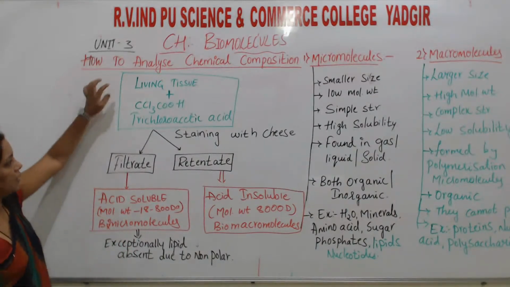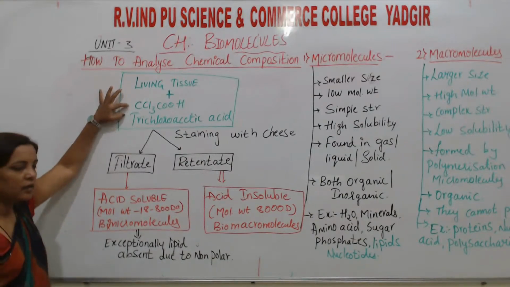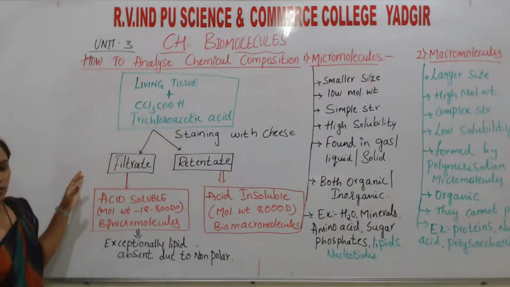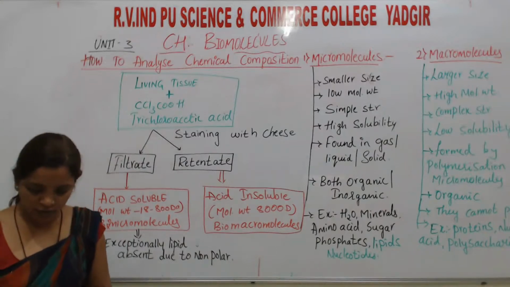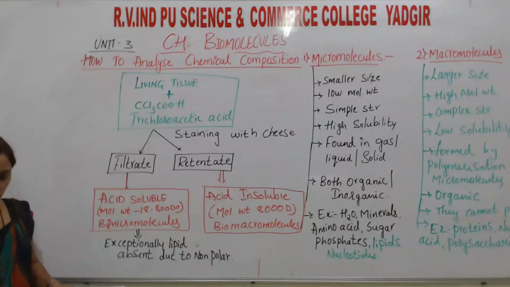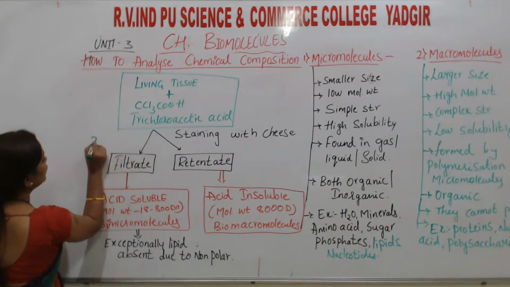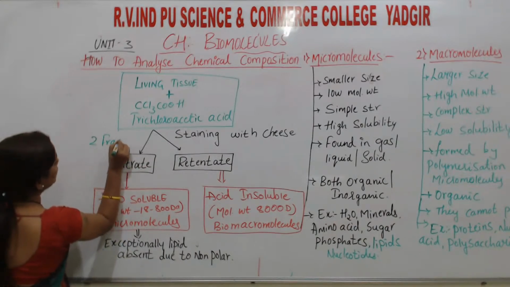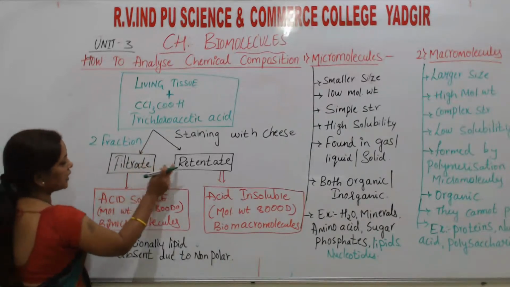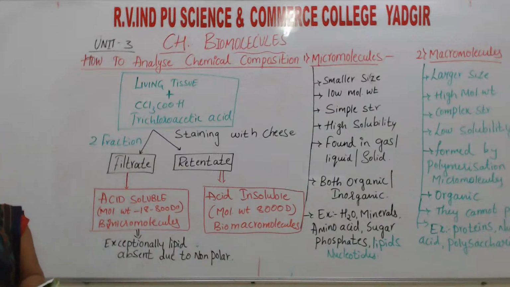So what we are doing here, living tissue is treated with trichloroacetic acid, and this is strained with some cheesecloth, cotton and all. We have to strain them with the cheesecloth or cotton, and we will obtain two fractions. The first fraction is called filtrate. The second fraction is called retentate.